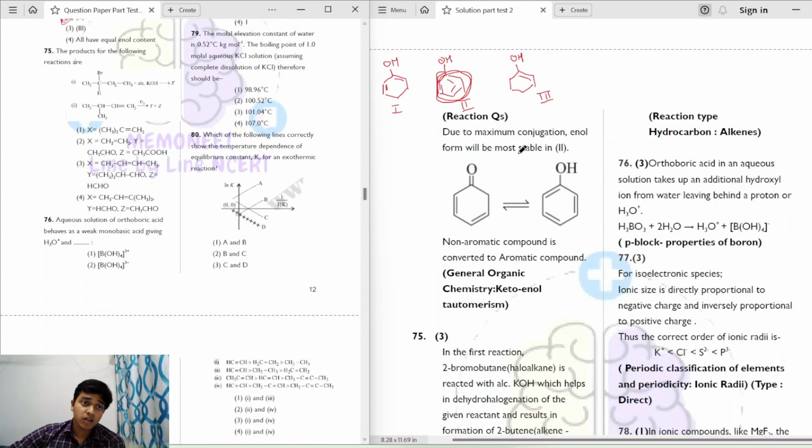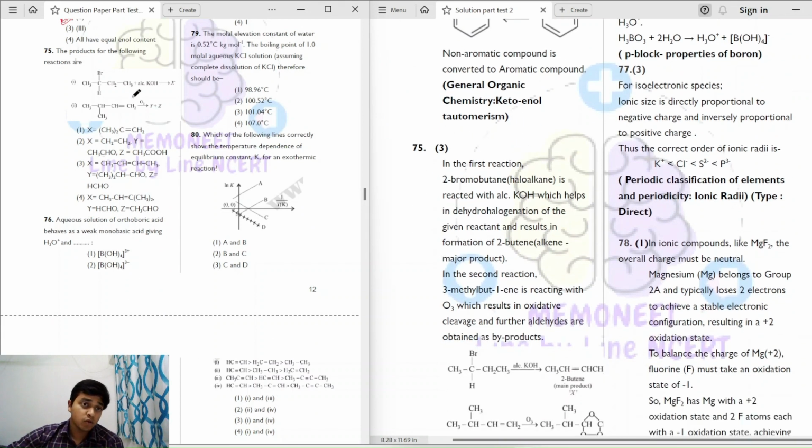The question says the product for the following reactions are. So we have 2-bromobutane in the first reaction, and it is being reacted with alcoholic KOH. So what happens when we react haloalkane with the alcoholic KOH? The alcoholic KOH carries out the E2 elimination reaction. So what happens is dehydrohalogenation takes place. So the bromine atom will be lost, right? And along with it a hydrogen atom will also be lost. So either this hydrogen atom can be lost or this hydrogen atom can be lost. But we know according to the Saytzeff rule that a more substituted alkene is always formed.